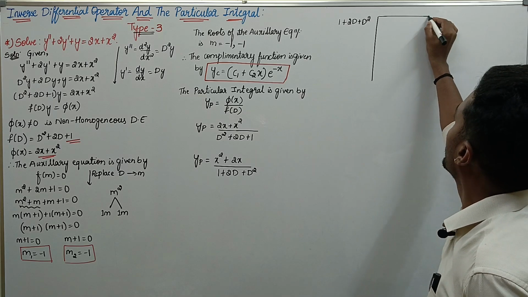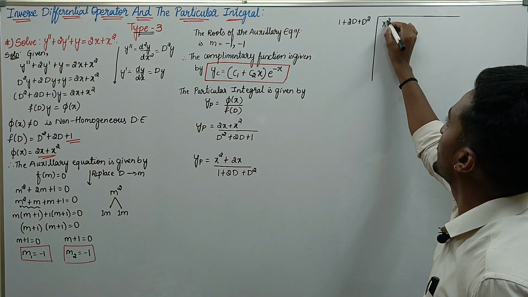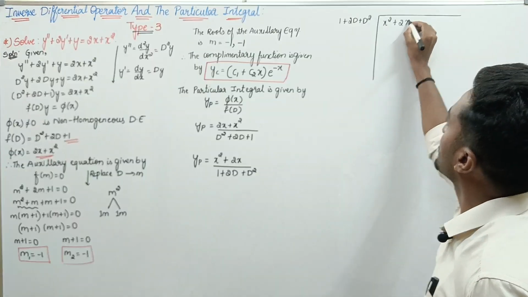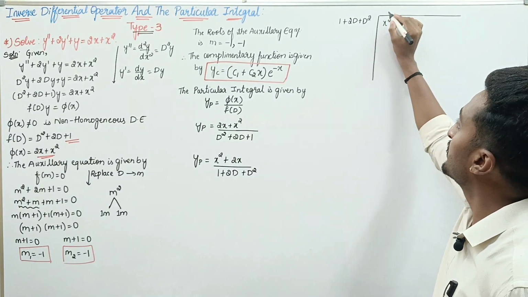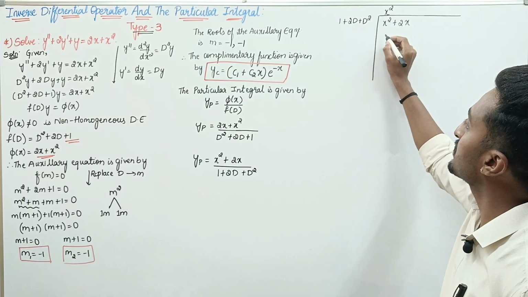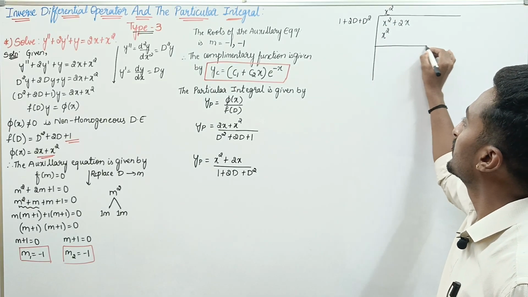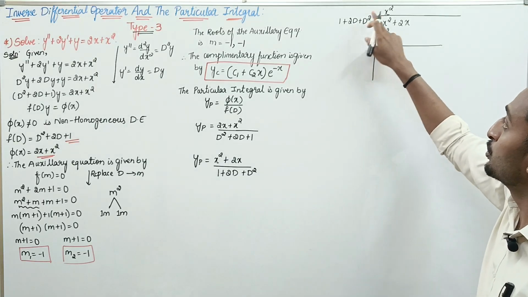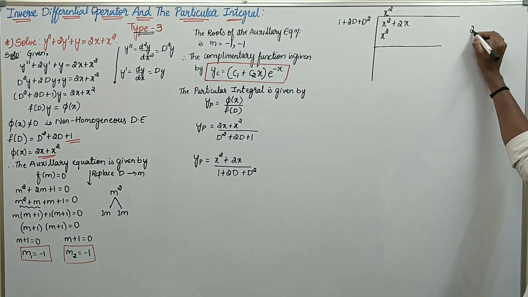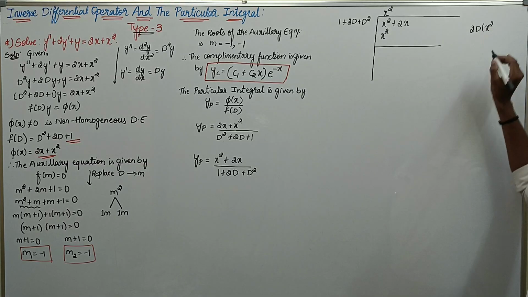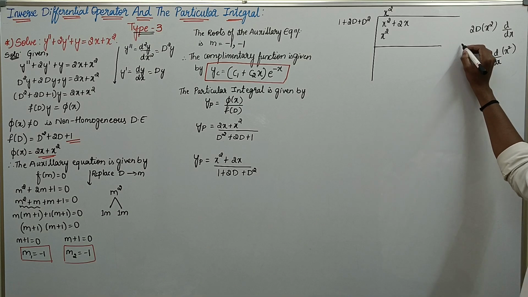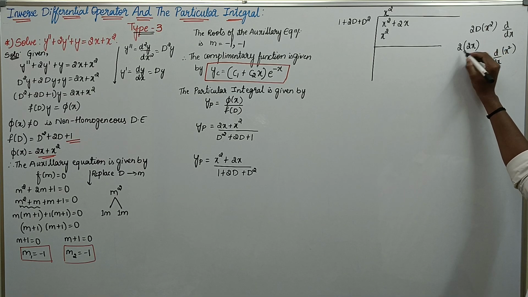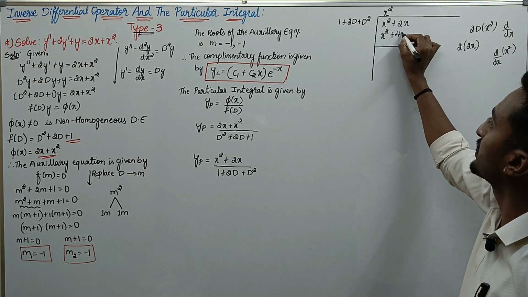What do I need to divide? I need to divide x square plus 2x. For what value of 1, if I multiply here, will I get x square? If I multiply x square, I get 1 into x square. Then next, I need to see 2 into 2D into x square. What is D? D is d by dx. That is, I need to differentiate x square with respect to x. What do I get? 2 into 2x, you get plus 4x.